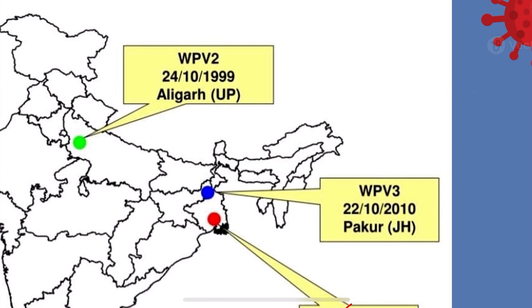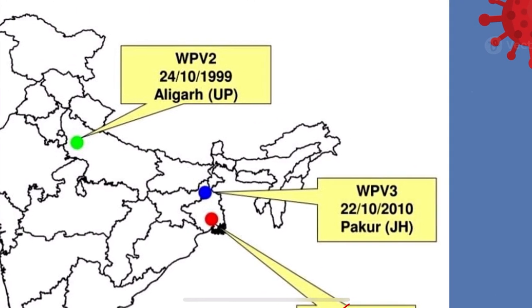In type 2, wild poliovirus type 2, the strain caused the last case in Aligarh, UP on 24th of October 1999. Whereas poliovirus type 3 caused the last case in Pakur, that is Jharkhand. And then we have the last case being recorded here, type 3 in Jharkhand on 22nd of October 2010.